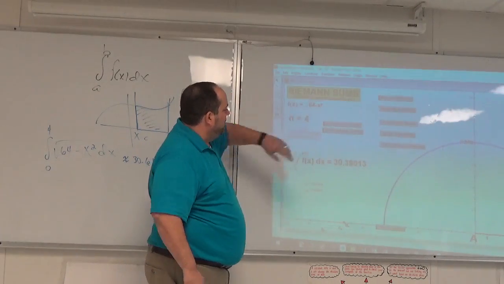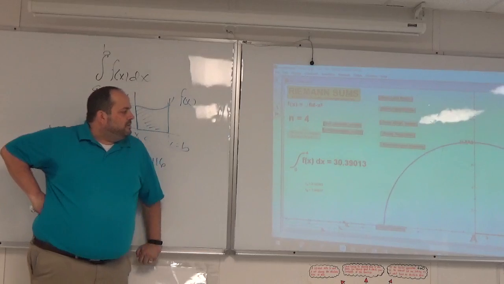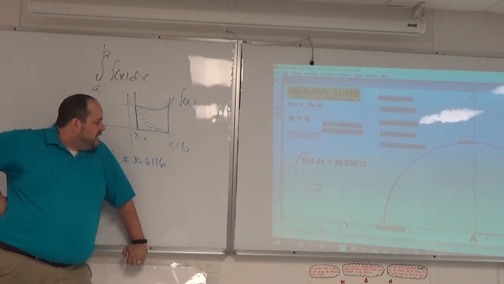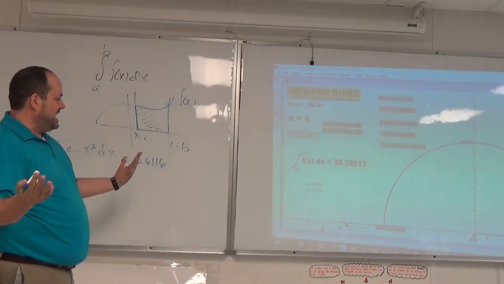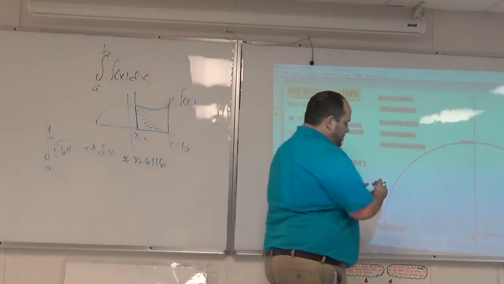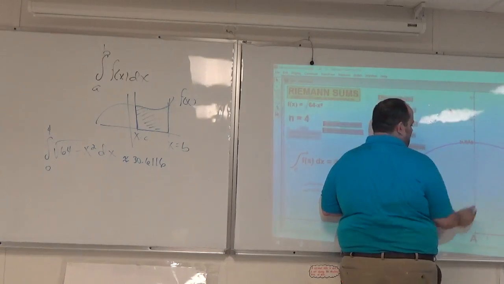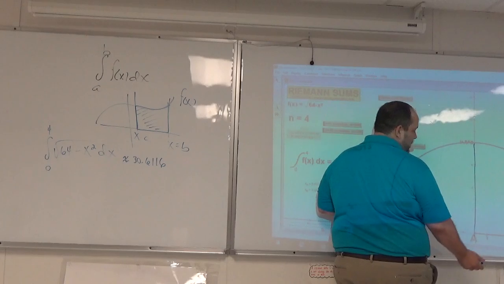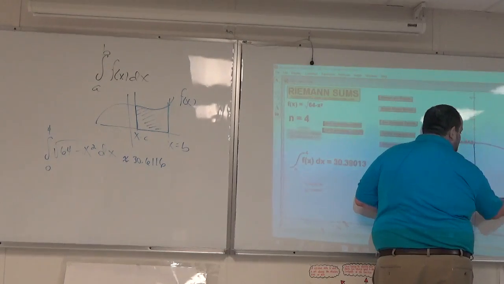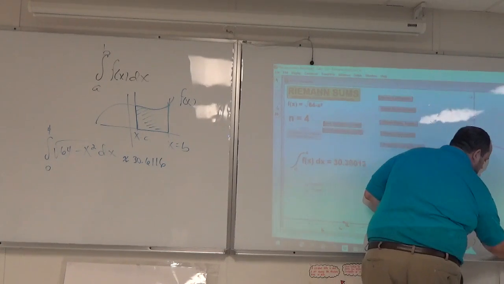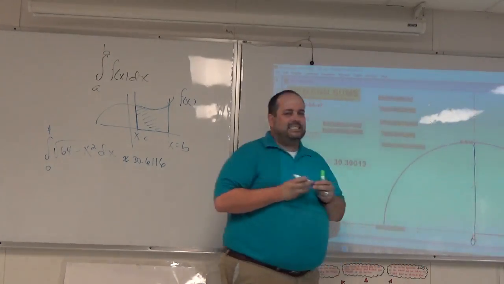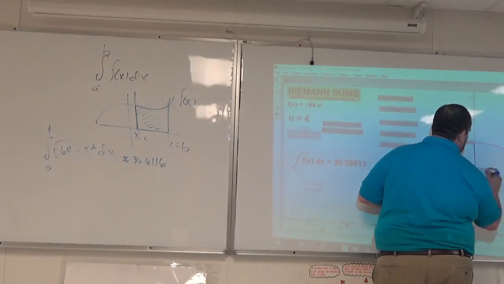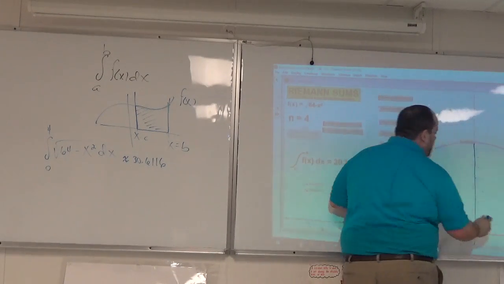With our friend Geometry Sketchpad, we're going to go down the road that our friend George Riemann, God rest his soul, took us down. This was like his thing. This was his baby. What Riemann said is, okay, here's the graph of square root of 64 minus x squared, and I think you guys have this in the handout from yesterday. A is at 0, B is at 4, and that's the area that I want to estimate. I want to estimate this area over here.